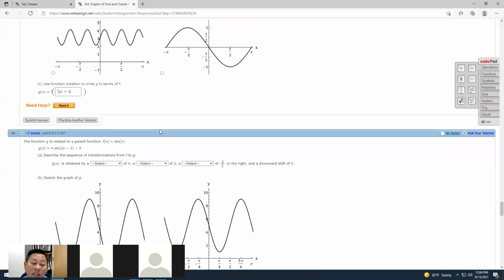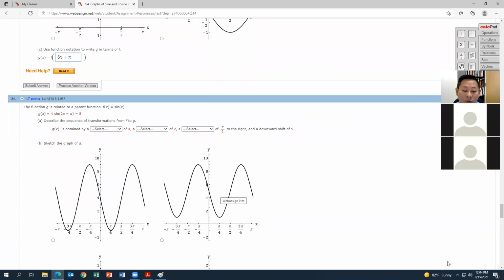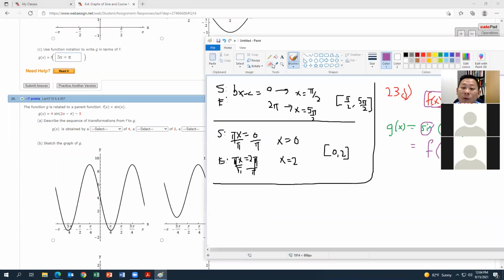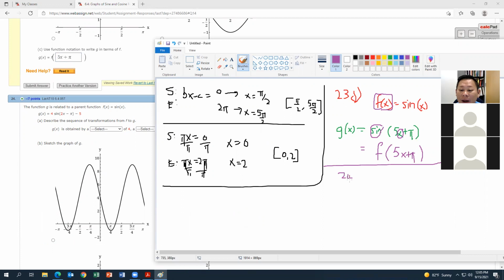Okay. Again, this is not going to be asked in your test. I just want to tell you so you don't have to worry about it. Same thing with 24. 24 is also the same type. The f of x in this case is sine of x. So g of x in this case is 4 sine 2x minus pi minus 5.